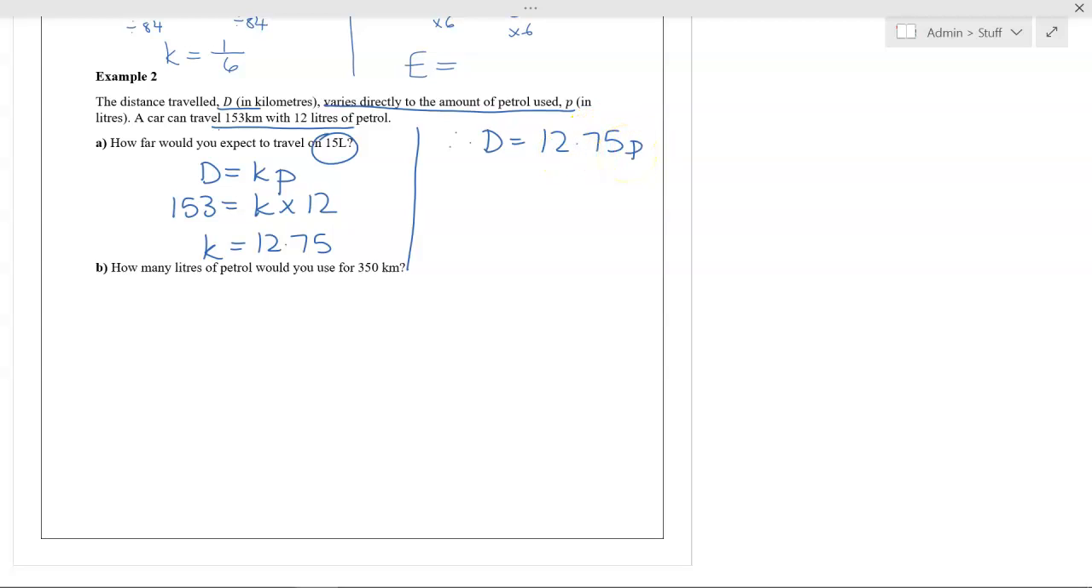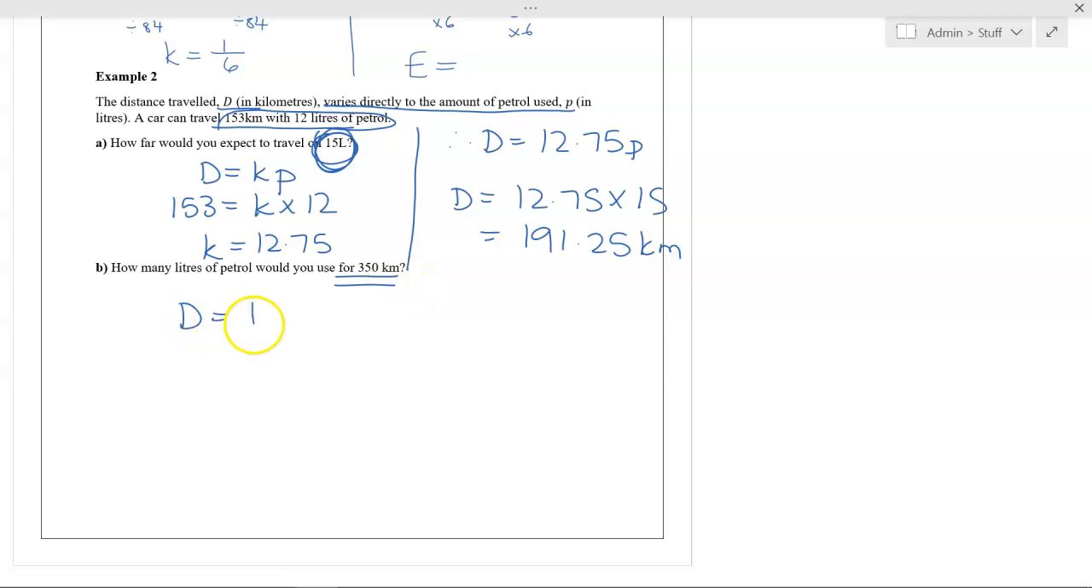So now I know D equals 12.75p, and I'm going to use it to answer the question. How far would it go on 15 litres of petrol? So let's replace P with 15. Easy, we just work that out. Grab your calculator and we should get 191.25 kilometres, so a bit over 190 k's.